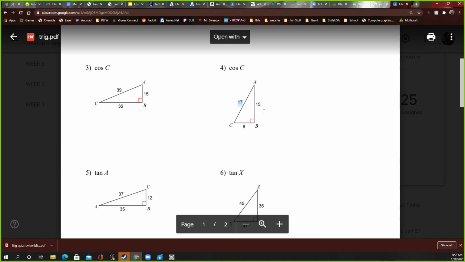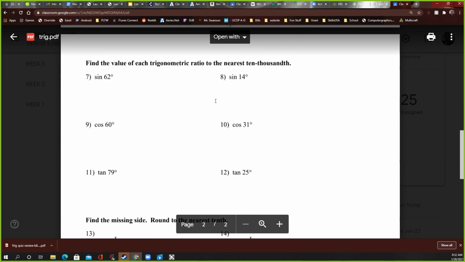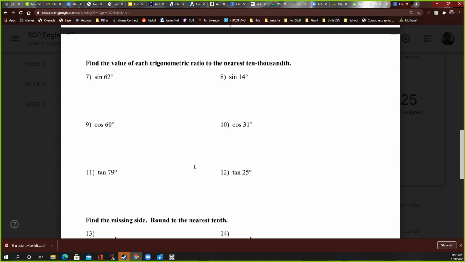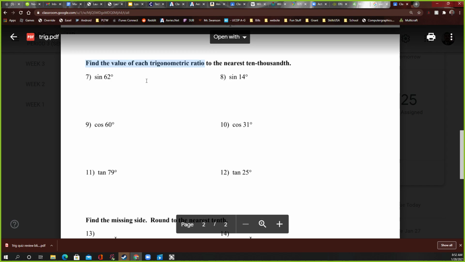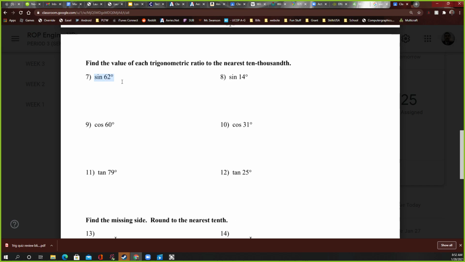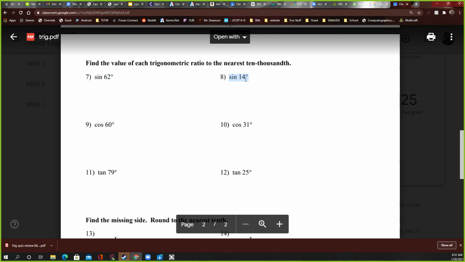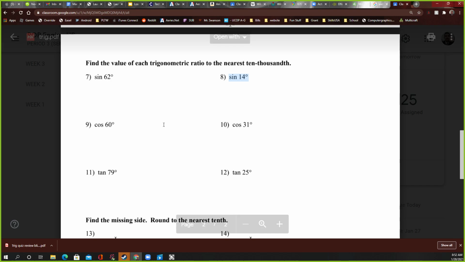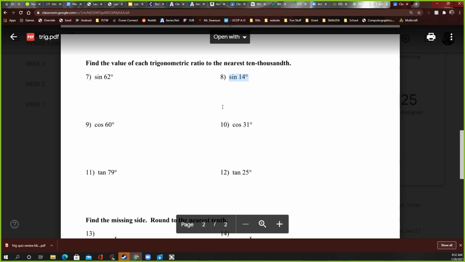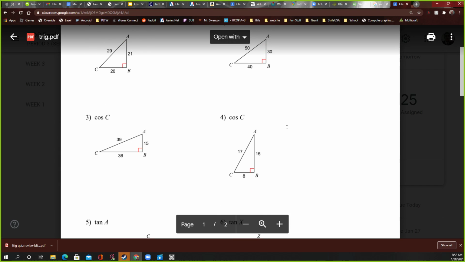And that's about it. Oh, the next part, these ones are even easier. These are exactly like our problems yesterday, where it says find the value of these. So in other words, what is sine of 62 degrees? Just type it in the calculator. What is the sine of 14 degrees? Just type in the calculator like we did yesterday. So these ones are pretty much like review from yesterday, and this one is slightly newer. So those are all your 12 problems. That's all you have to do.